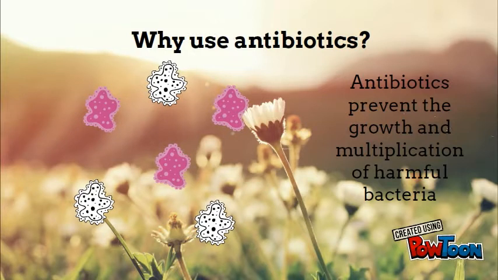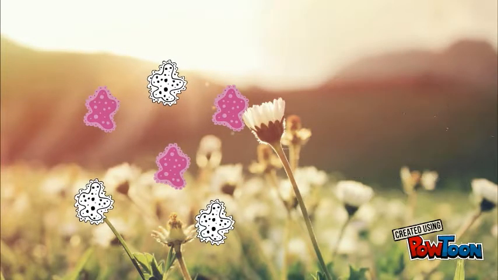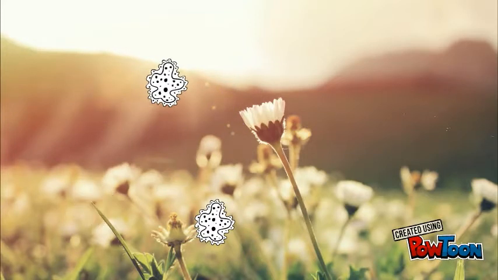Antibiotics usually work in one of two ways. They interfere with the formation of the bacterium cell wall and cell contents, or they inhibit the reproductive capabilities of the bacteria.